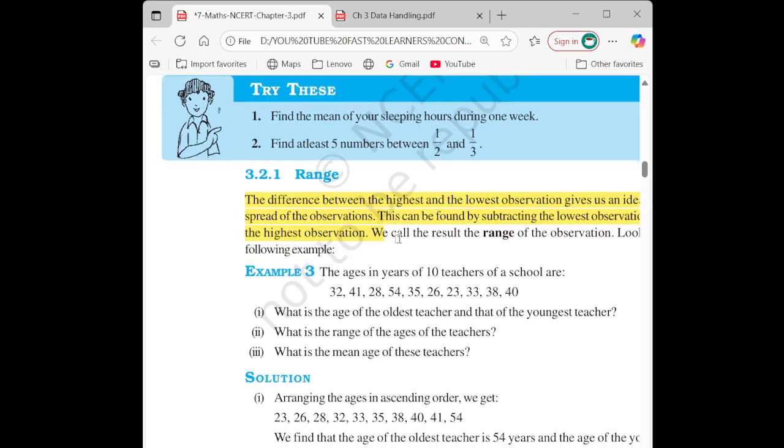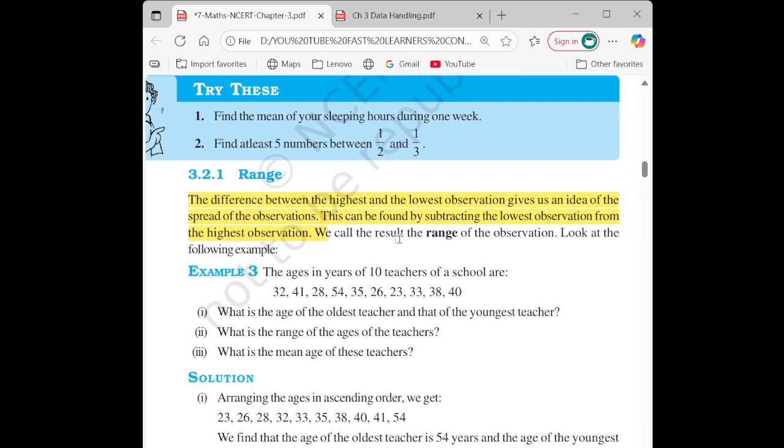Next thing is range. What is the range of the data? The difference between the highest and the lowest observation gives us an idea of the spread of the observations. So this can be found by subtracting the lowest observation from the highest observation. Suppose this data is given to you. Here 32, 41, 28, 54, 35, 26, 23, 33, 38 and 40 are given.